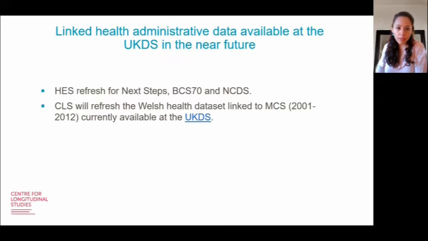So in the near future, we are applying to refresh the HES data we currently have available. The current data sets for NCDS, BCS70 and Next Steps available now, which Sarah was just presenting, cover data up to 2017. For Next Steps, we have the data now from 2017 to 2022. We're just preparing this data and hopefully it will be available within the next 3 months. For BCS and NCDS, we're in the process of approval with NHS Digital, so we hope that next year this data will be refreshed.